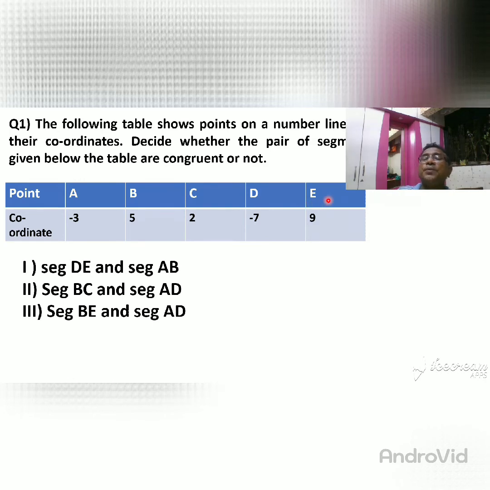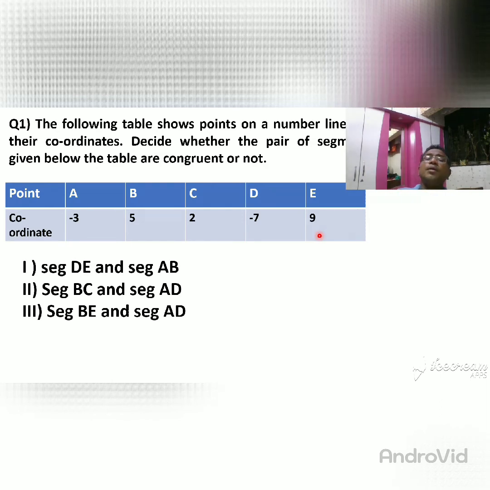The coordinate of E is 9. So you compare minus 7 and 9. Which is the greater? 9 is the greater. So what can you do? 9 minus in bracket minus 7. Out of the bracket, the negative sign, so minus 1 becomes plus 7. 9 plus 7 is 16.